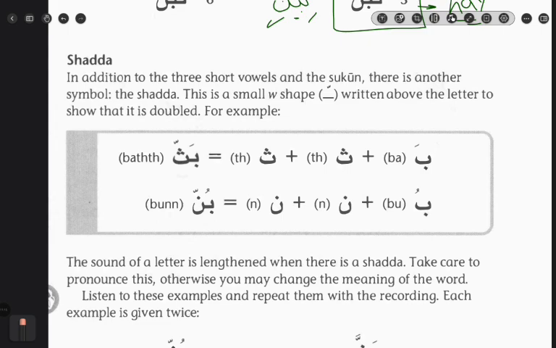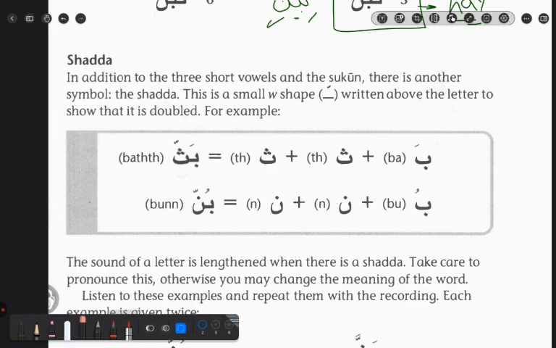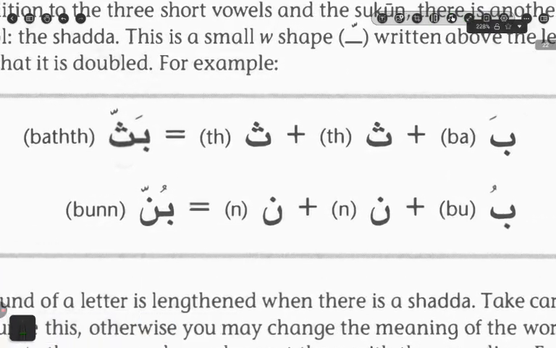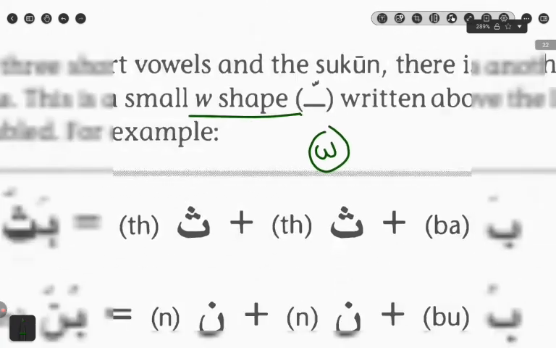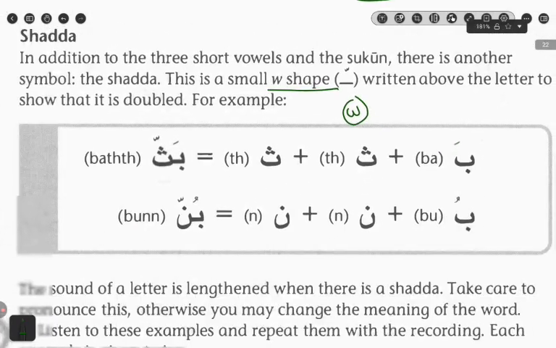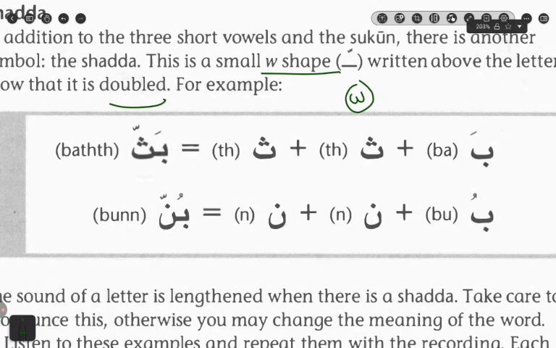Okay, in addition to the three short vowels and sukoon, there is another symbol which is called shadda. Okay, and shadda looks like a small W like this above the letter. And its function is that it shows that the letter is doubled, or when you pronounce it, it's extended or doubled. Okay, for example, bassa.